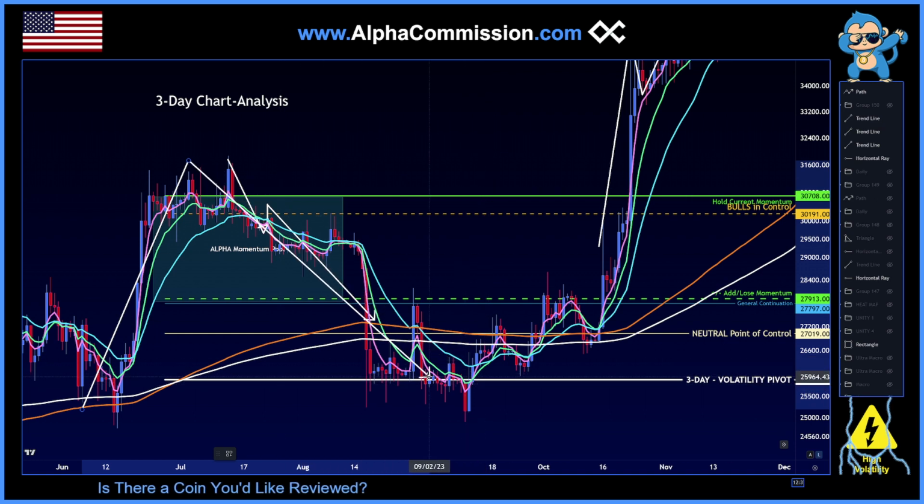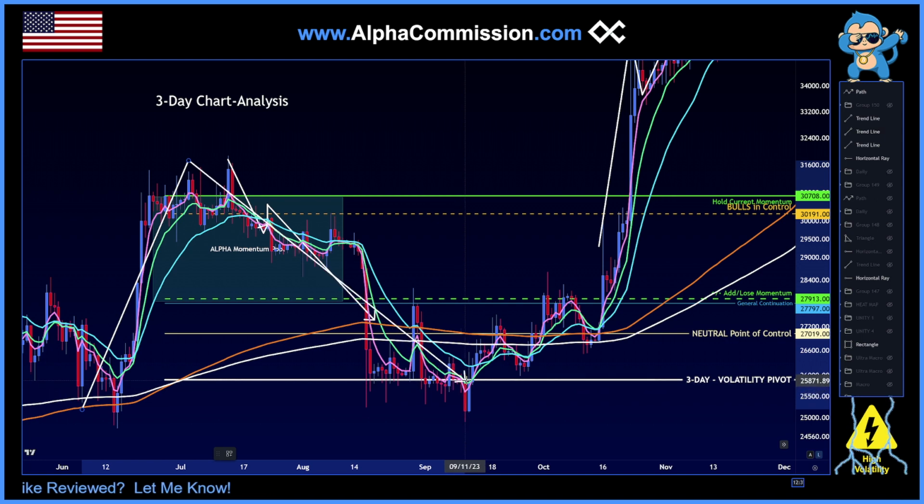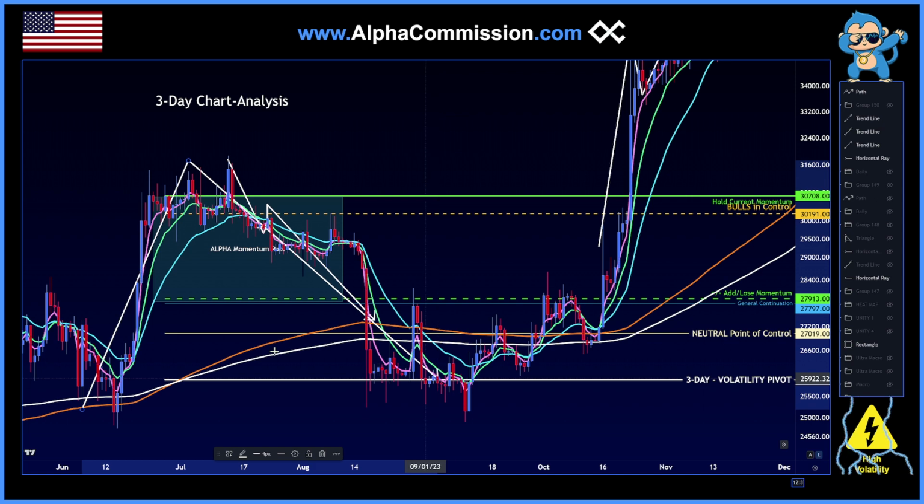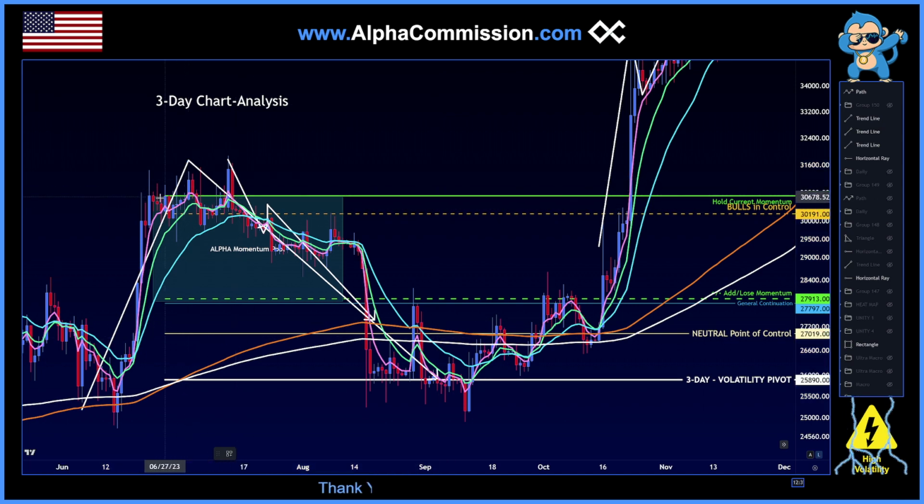Yes, we came back to test the volatility pivot, but we weren't able to significantly close. These are daily candles, so we weren't able to significantly close underneath it on a 3-day candle closing basis. And so this was nothing. This was nothing. It suggested that we were going to bounce, right? So this was a successful trade, and that would have been, yeah, you got stopped here, you got stopped here, right?